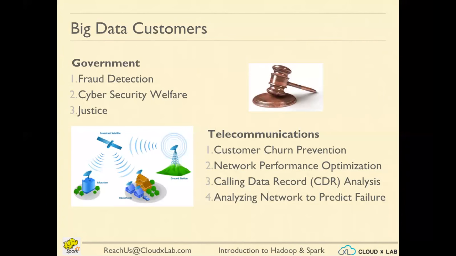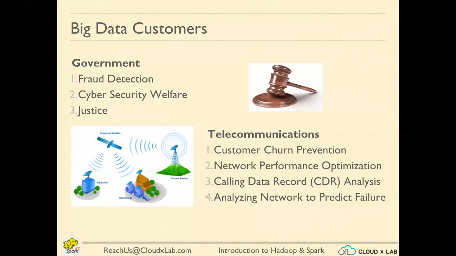The third one is calling data record analysis. What does it mean by calling data record analysis? Let's say we have a lot of calling data and we would like to analyze those records. For that kind of analysis, we require big data. With that analysis, we can generally figure out the various patterns amongst the users. The fourth one is analyzing network to predict failure.